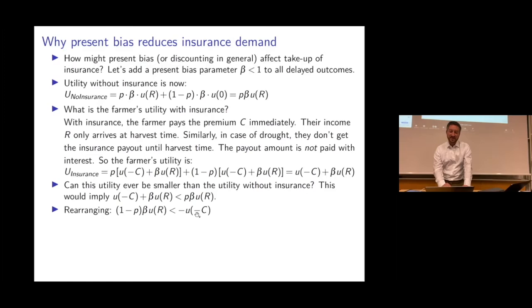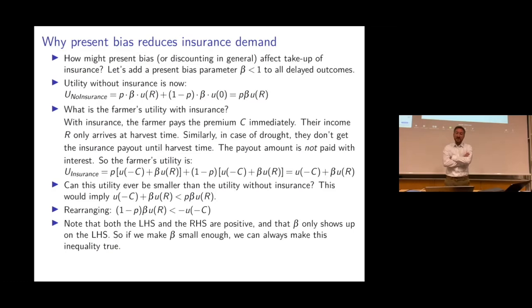So notice that both the left-hand side and the right-hand side are positive. So the U of minus C is negative, but then when you multiply it with a minus one, it becomes positive. And the left-hand side is also positive. And that beta only shows up on the left-hand side. So there's a positive number here and a beta, and there's a positive number here. And that means that if you make the beta small enough, you can always force this left-hand side to be smaller than the right-hand side. With two positive numbers, you can choose any value of beta that you like, as close to zero as you want to go. You can always force that left-hand side to be smaller than the right-hand side.